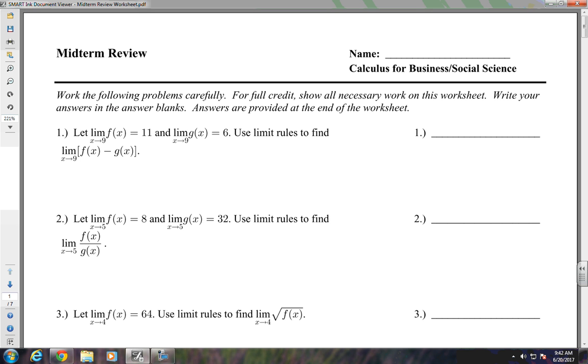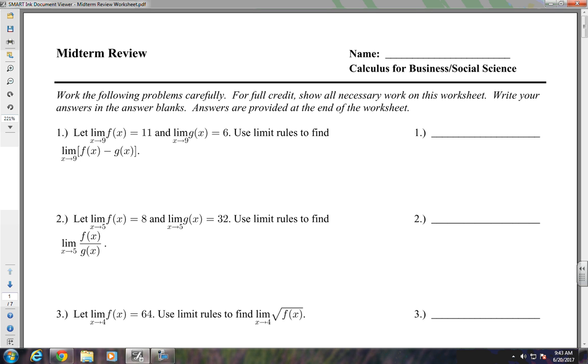So in problem number 1, we're given two limits. The limit as x approaches 9 of f of x equals 11, and the limit as x approaches 9 of g of x equals 6. Now we don't know the functions f of x and g of x, so we can't evaluate these directly. We're going to have to use rules of limits to do so. So the problem says use limit rules to find the limit as x approaches 9 of the difference of the two functions, f of x minus g of x.